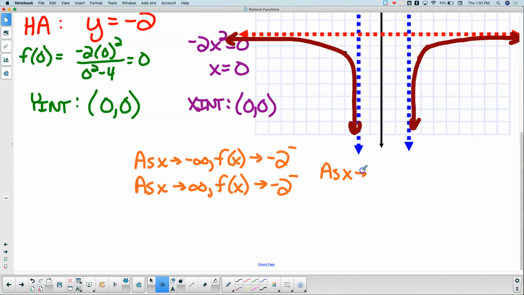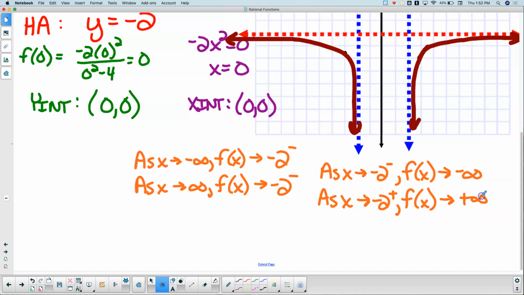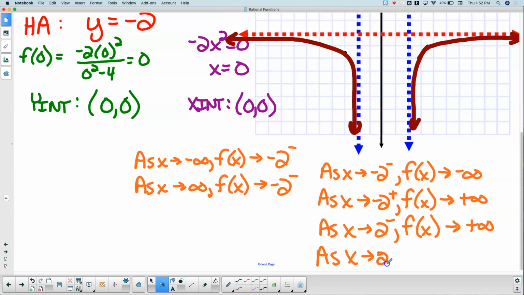As x approaches negative 2 from the left, my function approaches negative infinity. As x approaches negative 2 from the right, my function, that one's going up, that's that middle section. And then as x approaches 2 from the left, my function also is going up. And as x approaches 2 from the right, f of x is going down.